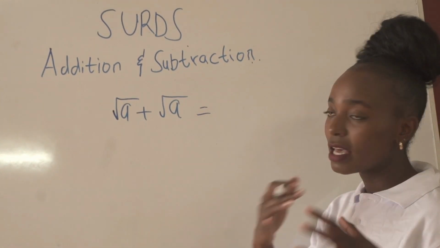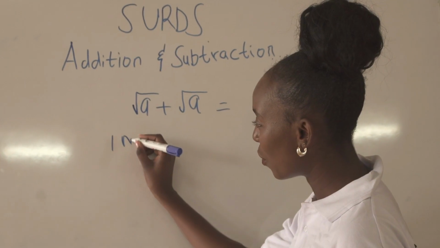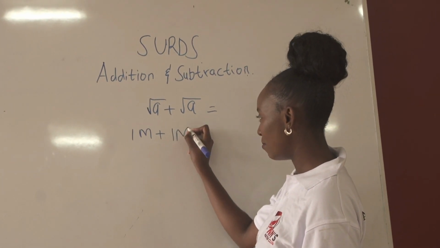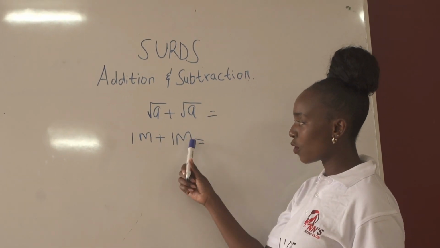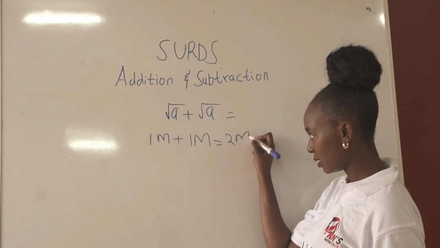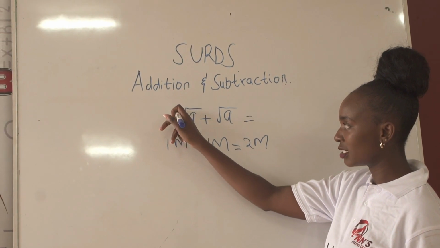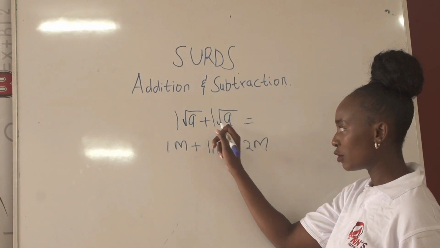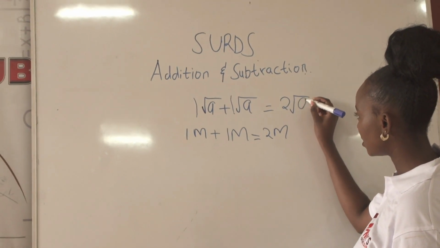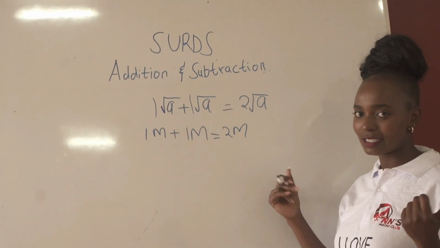What that means, if I was to give you two mangoes, yeah? So I have one mango, I use M to represent a mango, plus I add another one mango. So mango is constant, but then they are 1 plus 1, 2 mangoes. It's the same as this. So this represents there's a constant 1 in front and there's a constant 1 in front. So 1 plus 1 is 2, then they're similar root of a. So basically I want you to think of surds in that aspect.